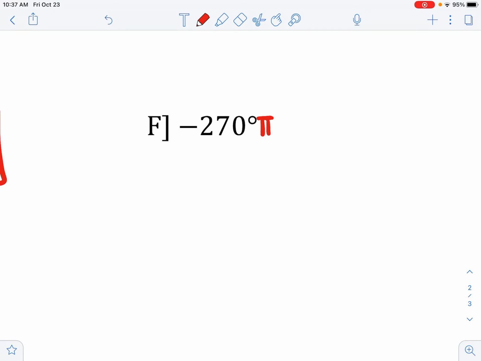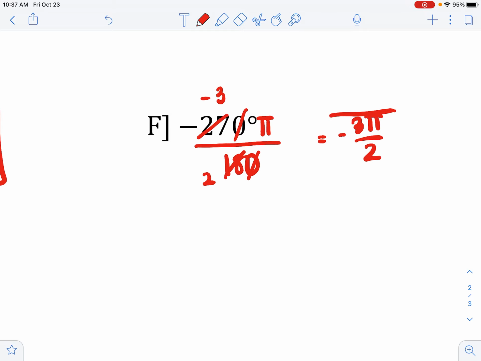Next one, it's in degrees. I want it in radians. So I'm going to multiply by pi and divide by 180. So 90 goes into both, or you can cross off the zeros because 10 goes into both. 9 goes into both of those. Negative 3 times, 2 times. So I have negative 3 pi over 2.